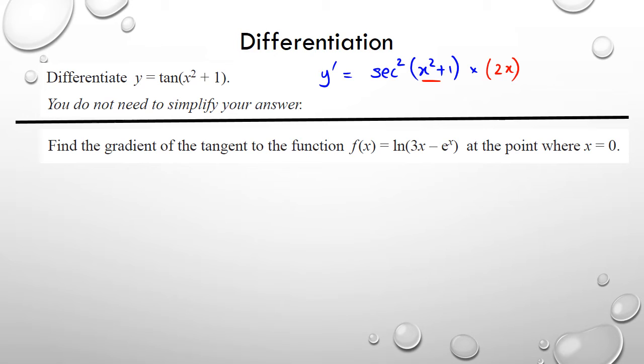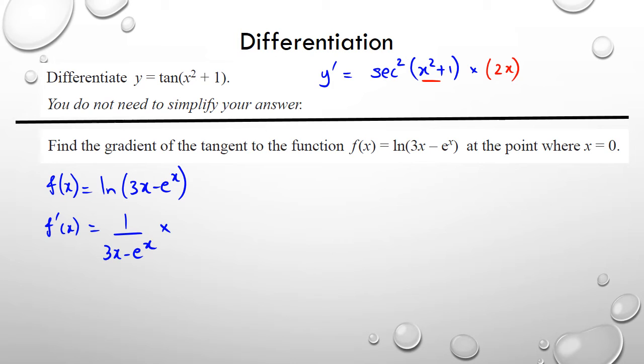Okay, for the second question, it says find the gradient of the tangent to this function at the point where x equals 0. So if you have f of x, which is ln of (3x minus e to the power of x), you differentiate this. Because it's natural log, you're going to get 1 over (3x minus e^x), multiplied by the differentiation of the inside, which is 3 minus e^x.